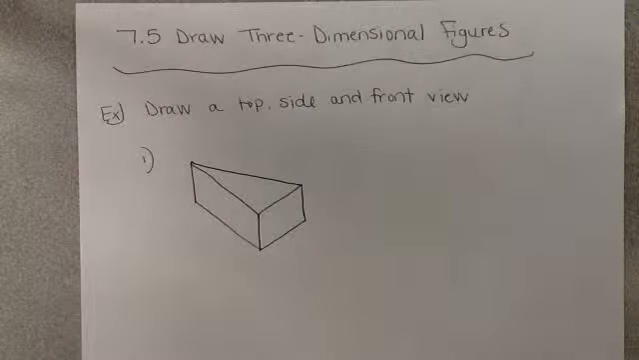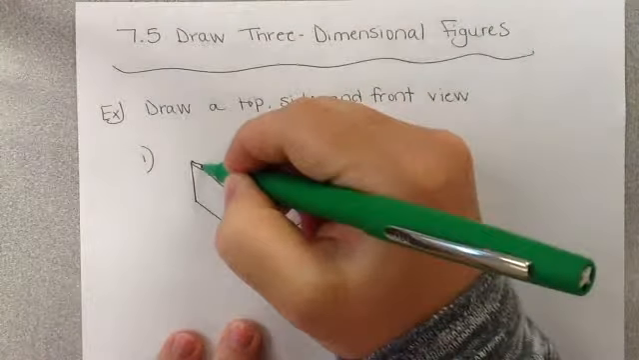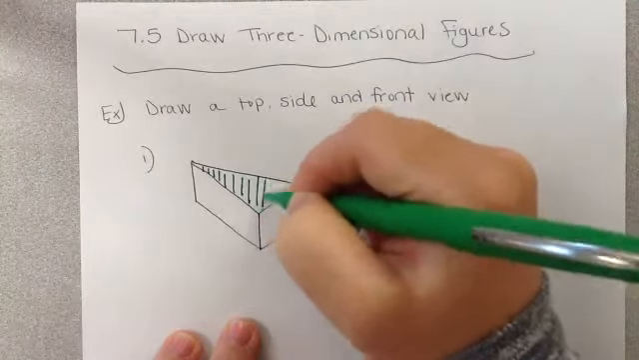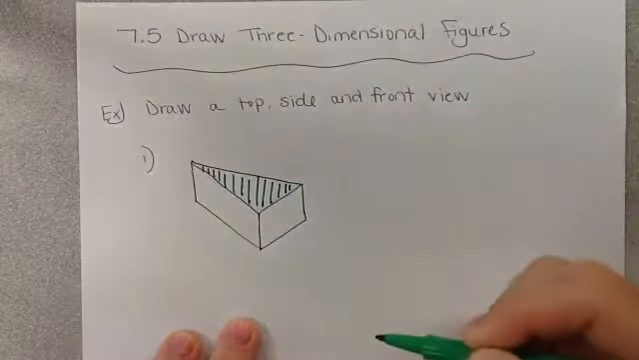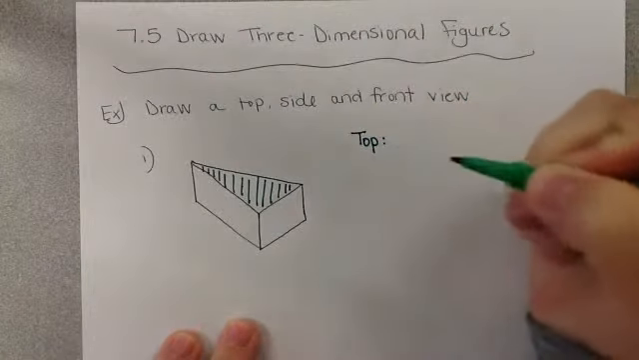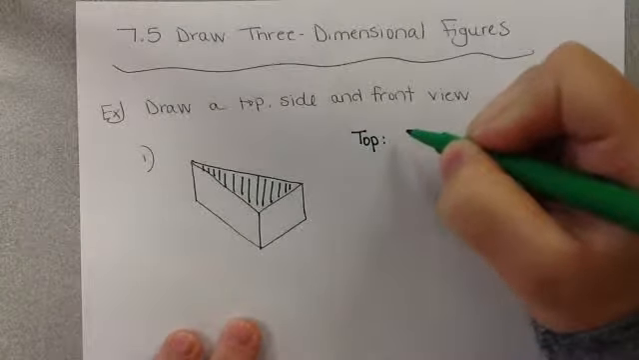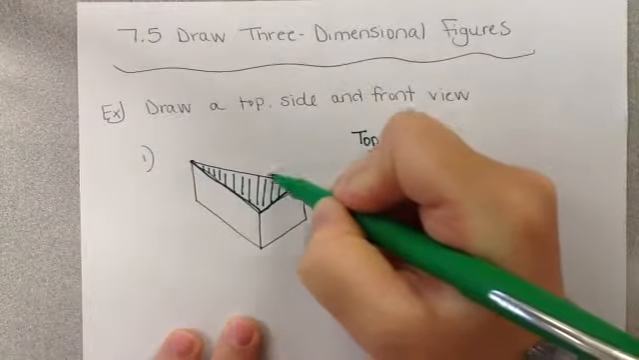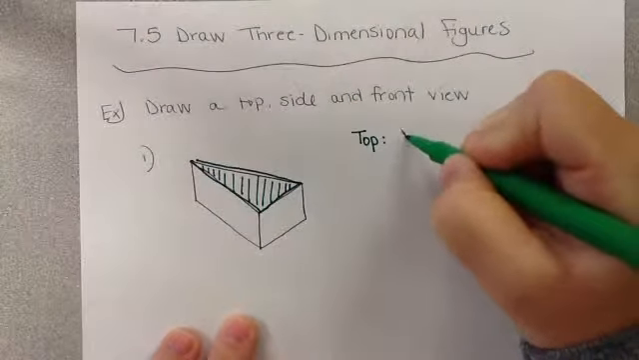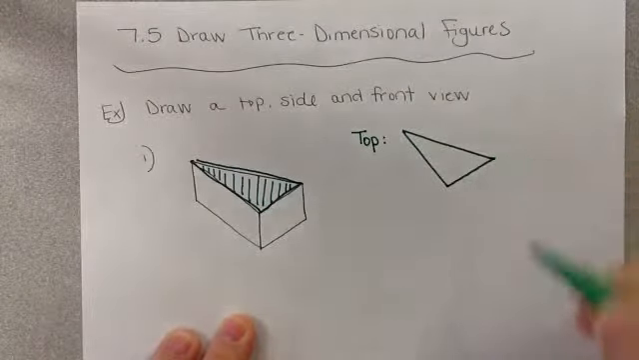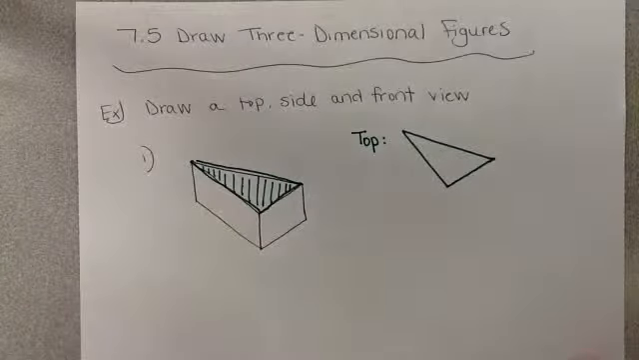So if I look at the top, meaning if I was standing above the shape and looking down, I would see this green piece here. What is this green piece's shape? Triangle right here. So the top of this figure is a triangle. It looks almost like a right triangle, not for sure, but so there's the top view. That triangle.